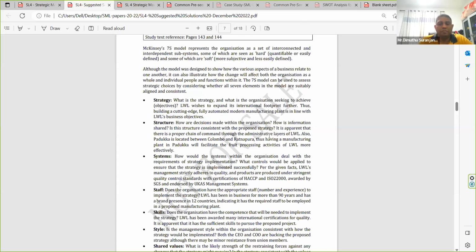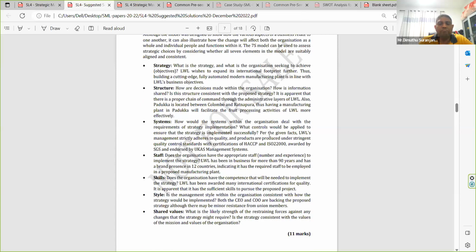The system. See this, for example, they have some quality system, quality standards they have achieved. That's an example of the system. Staff. This is an experienced company, so we can assume they have the required staff members. Skills. They have achieved some certification in quality. That means they have the required skills. Style. You have to check whether the CEO's leadership style is consistent with the new strategy. Shared value. What to talk about here? They have given the vision, no? Vision, mission, and values, whether the proposed strategy is in line with that. You can look at that under shared value. Right. So that can be addressed.